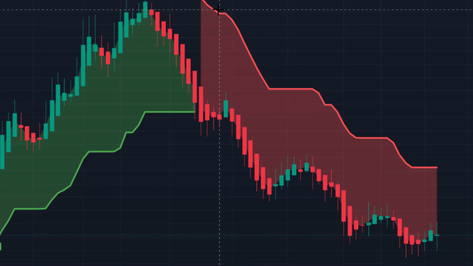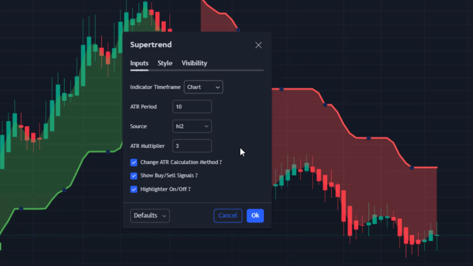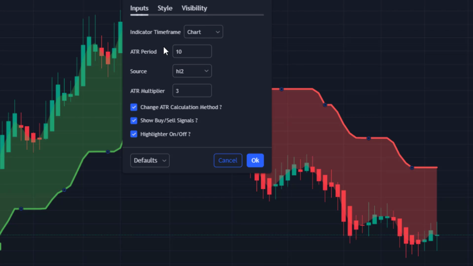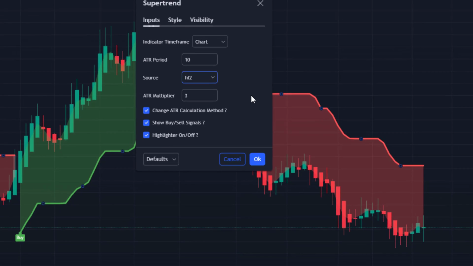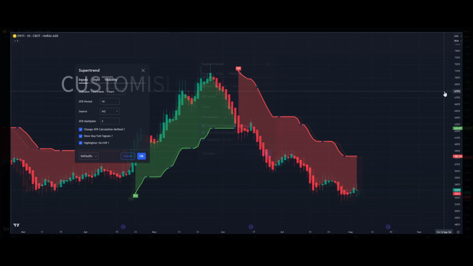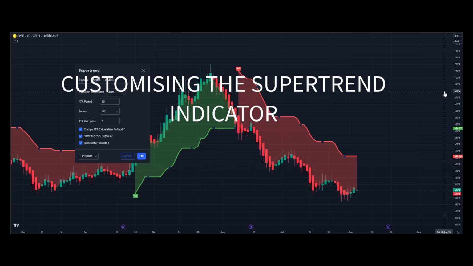So if I double click onto that, you then get the inputs to the system. Obviously, you can adjust the style, what it looks like, turn things on and off. But as you can see, the ATR period is set to 10. This is based off the high, low divided by 2. You can change that around as well, but I'm just going to leave it as the default, and the ATR multiplier is 3. So that is where we get into fine-tuning the Supertrend indicator, but that is the general basic default setup.